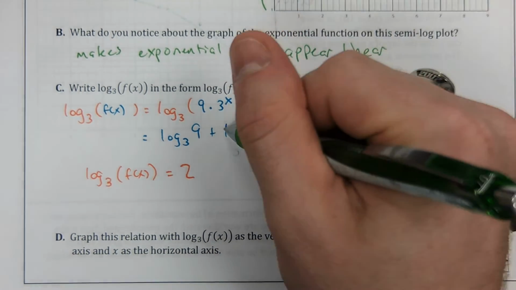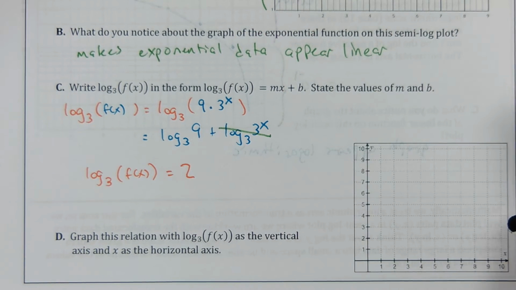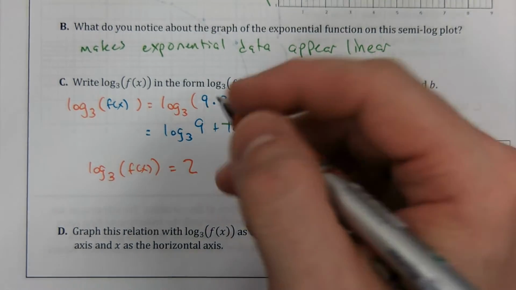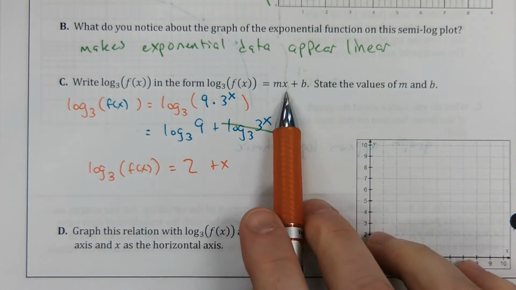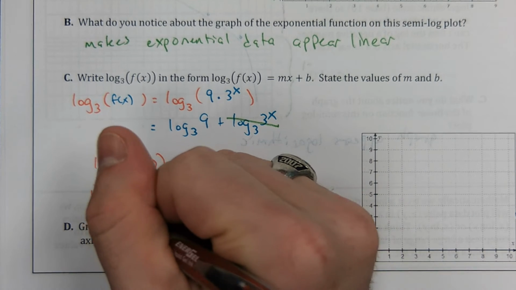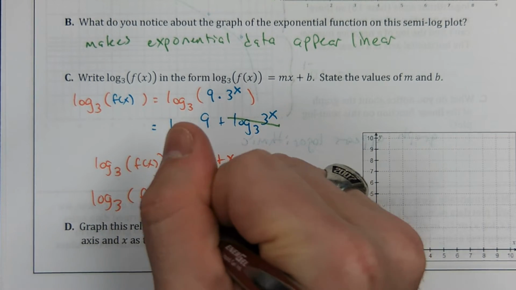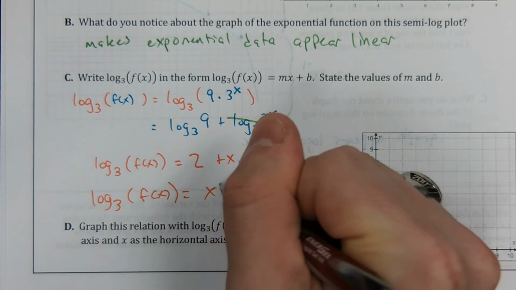I could move the x to the front, or I could just do this and allow the x to fall down. Either way, I'm going to get x, because log base 3 of 3 is 1. But this allows the x to fall down. Remember, like the glue bottle falling off the stool? It did say to write it in this format, though, so I'm just going to rewrite it. Log base 3 of f of x equals x plus 2.